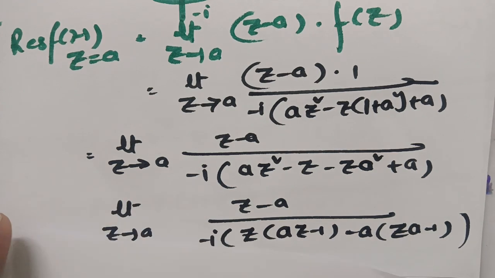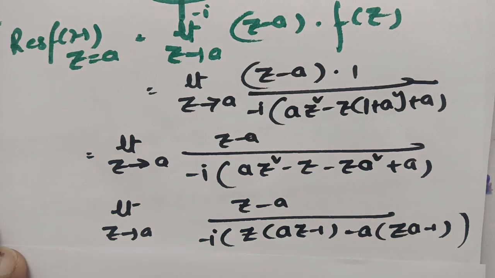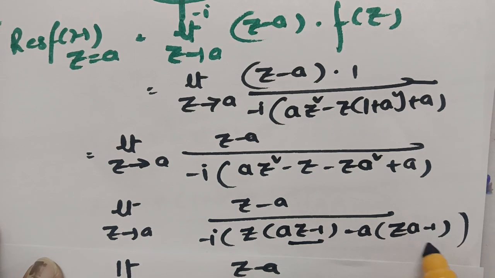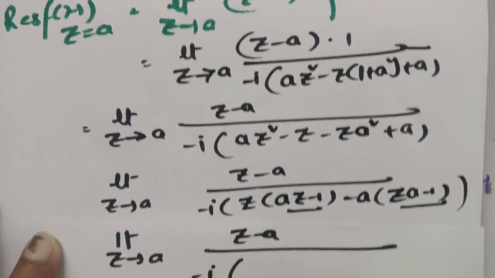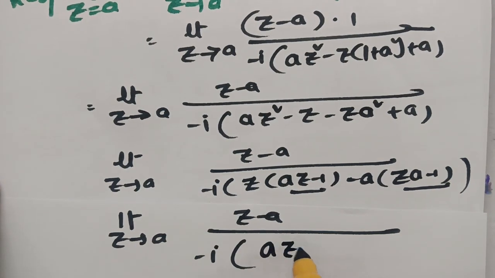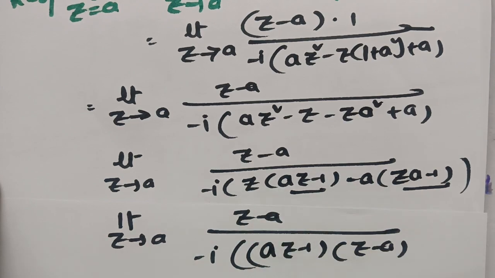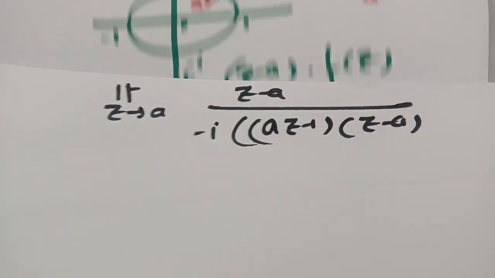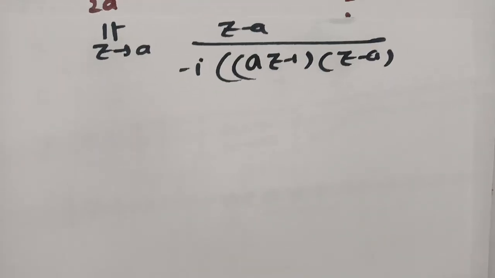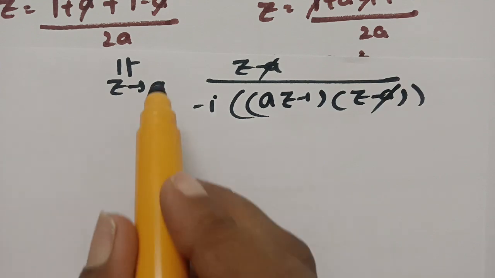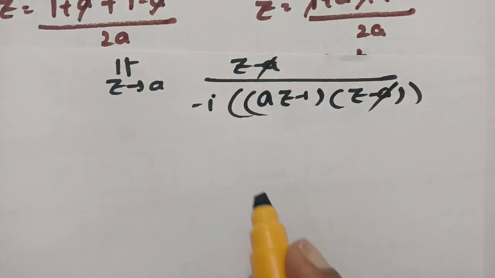And clearly this will be limit z tends to a. So this value is limit z tends to a, z minus a by minus i times of. If I take az minus 1 common, this will be az minus 1 into the remaining one, z minus a. Clear? So this is our f of z, and now I can cancel z minus a from the numerator as well as the denominator, and again I can substitute here z as a.